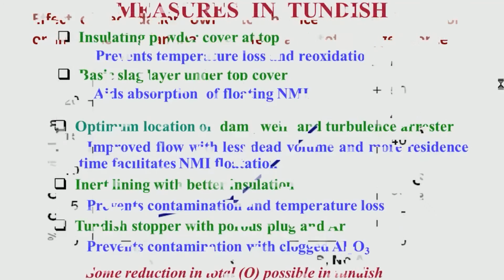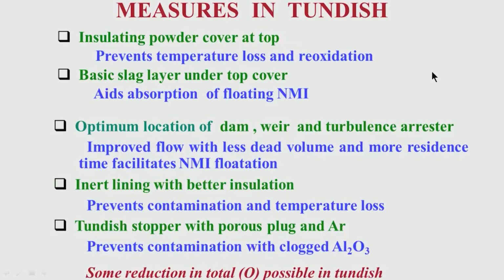Now I will indicate one by one the issues I have told. The insulating powder cover at the top, I have mentioned a rice husk type of material is used, prevents temperature loss and reoxidation, this is the purpose. Then the basic slag layer under the top cover, this basic slag layer aids absorption of floating NMI, alumina, such types of entrapments. So basic slag has to be there.